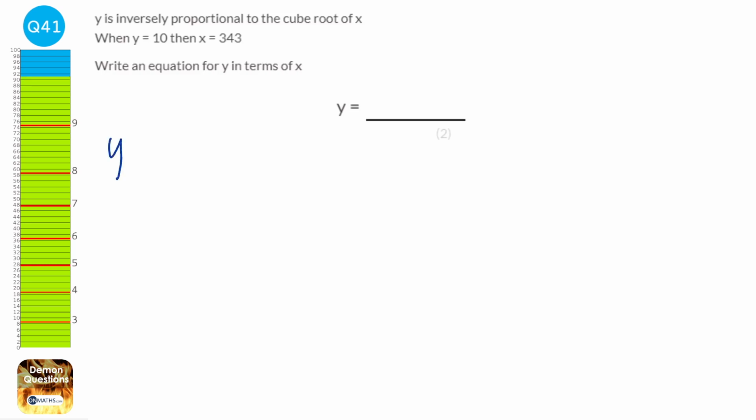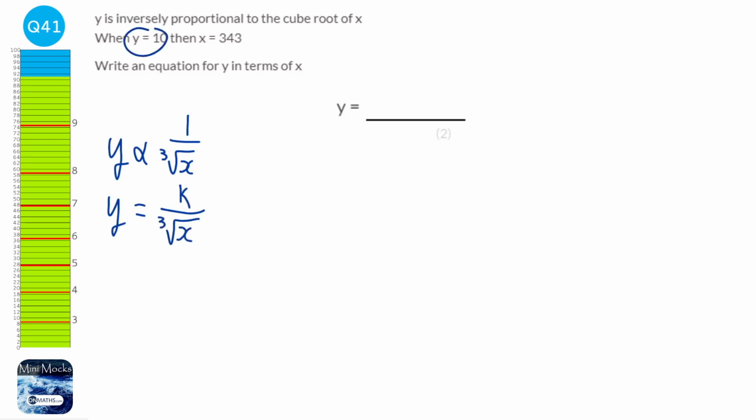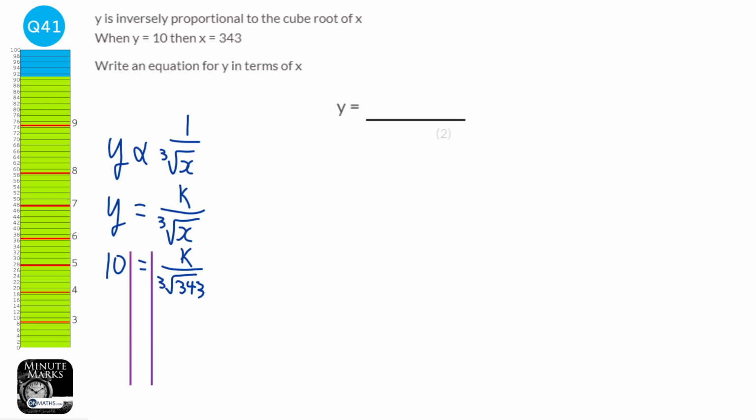So we're told that y is inversely proportional to the cube root of x, and to get rid of this proportionality sign here, we just convert it to an equals and times the right hand side by k, which represents a constant. And we now need to figure out what that constant is. So we're going to feed in the value of y and x that's given to us in the question. So we've got 10 equals k over the cube root of 343. Okay, next thing we're going to do is we're going to solve that. So put our lines in.